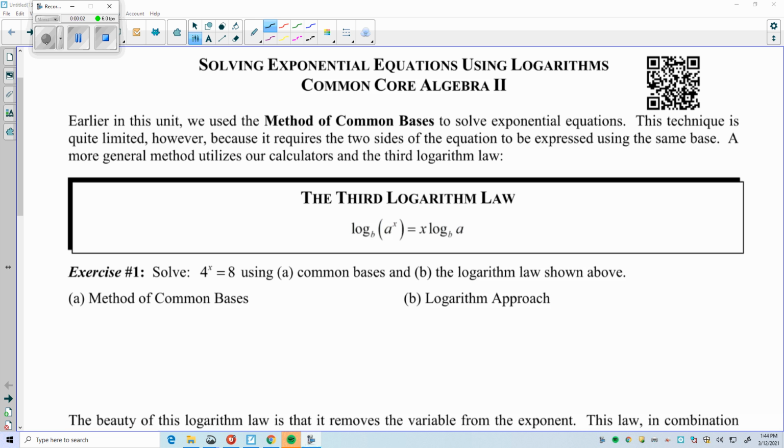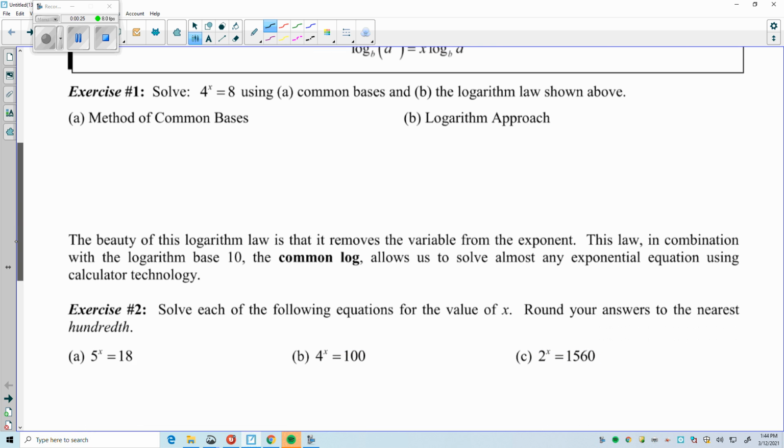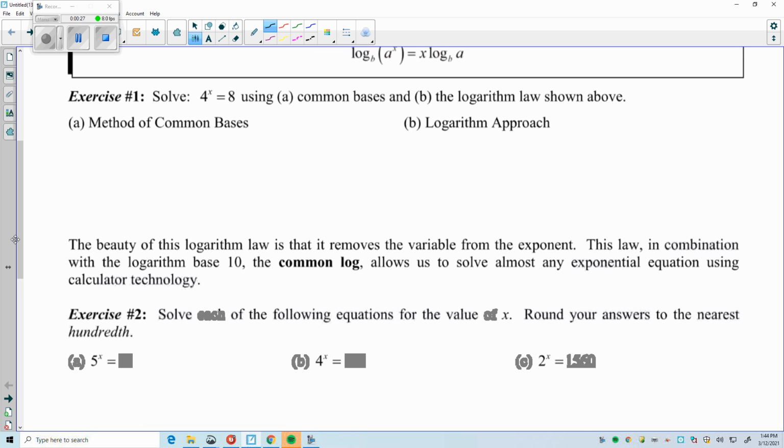So today we're going to take a look at solving some exponential equations, and in particular we're going to be taking a look at that third log law, which looks like the power rule that we were using. And we're going to see how that applies to solving some different equations. So we have to solve number one. It says we have 4 to the x equals 8, and we're going to solve it in 2 different methods, either using common bases or the log law.